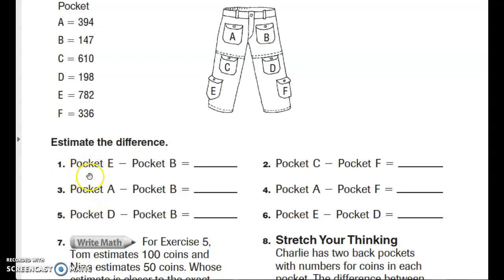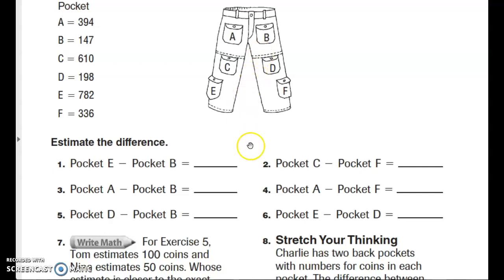Okay, so we're going to work pocket E minus pocket B. So pocket E would be 782 minus pocket B, 147. Now, estimate, not exact answer. So pocket E would be rounded to, if I round to the nearest 100, 800. Pocket B would be rounded to 100. So 800 minus 100 is 700. But I could round to the nearest 10, or I could find compatible numbers.